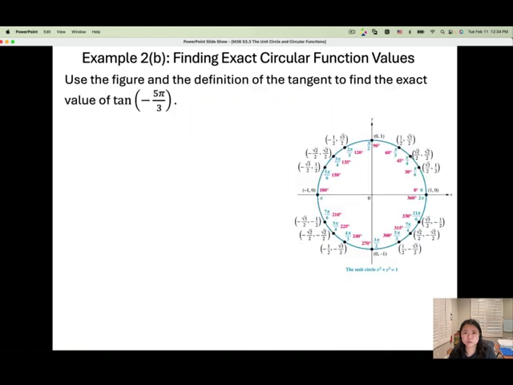Okay, how about tangent of -5 pi over 3? I want you guys to try to do it by yourself and make sure that negative means you're going to go clockwise. Okay, go in this direction for 5 pi over 3.